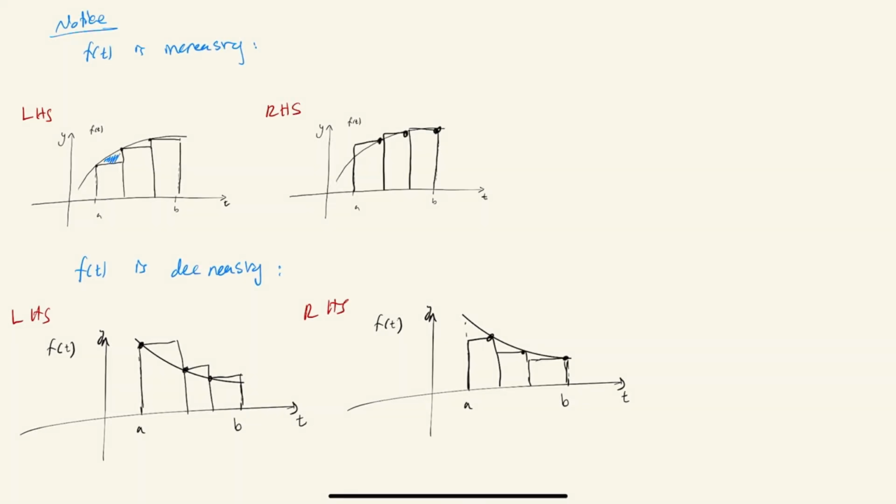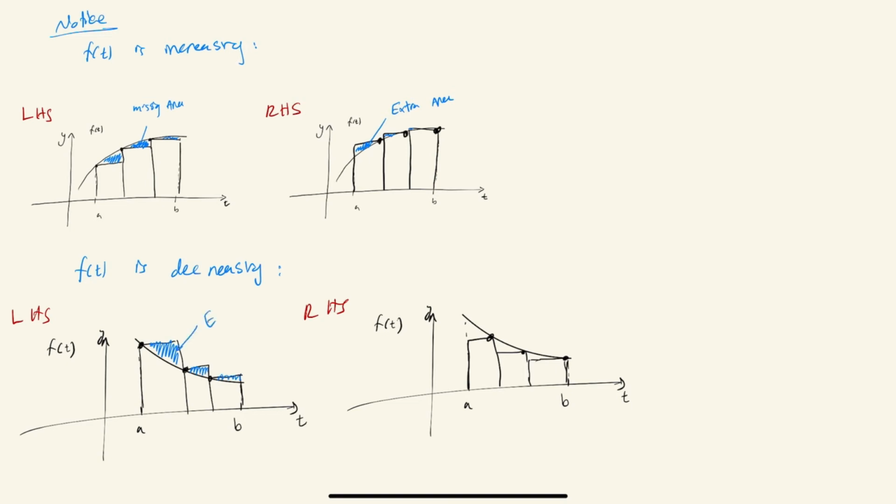So for the left hand sum, when f of t is increasing, notice this area in blue. This area is missing since we are only finding the area of the rectangle, and this area is below the graph of f of t. Therefore, this is called an underestimate. And then for the right hand sum, this area is going to be included in the estimation, and this is not the area under the curve, it's above the curve. Therefore, this is an overestimate.